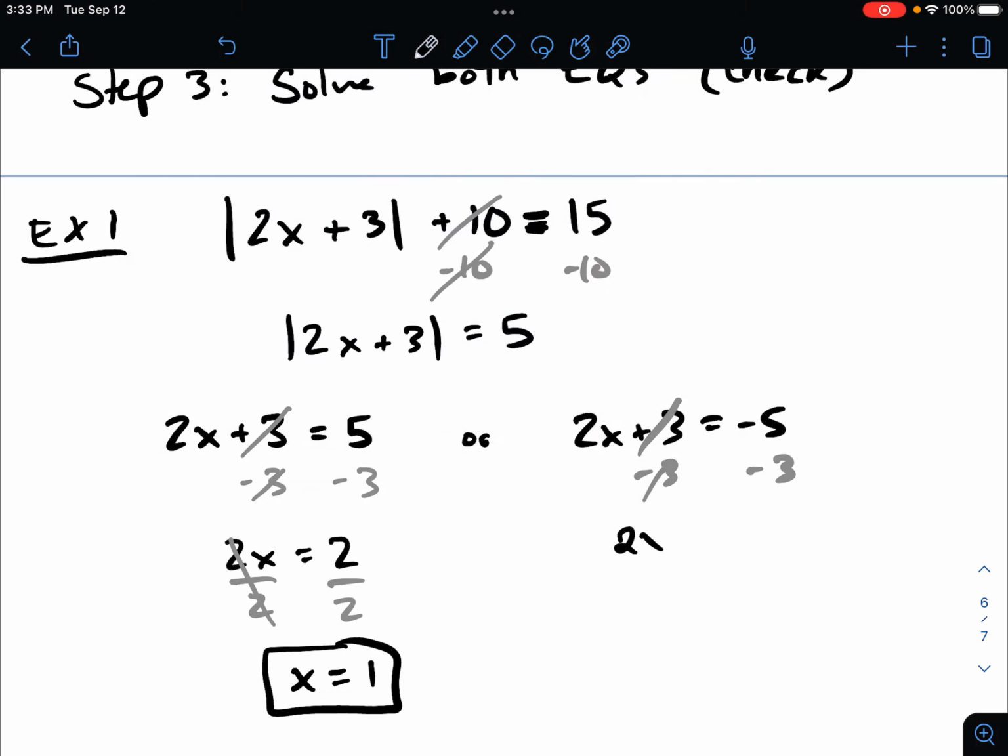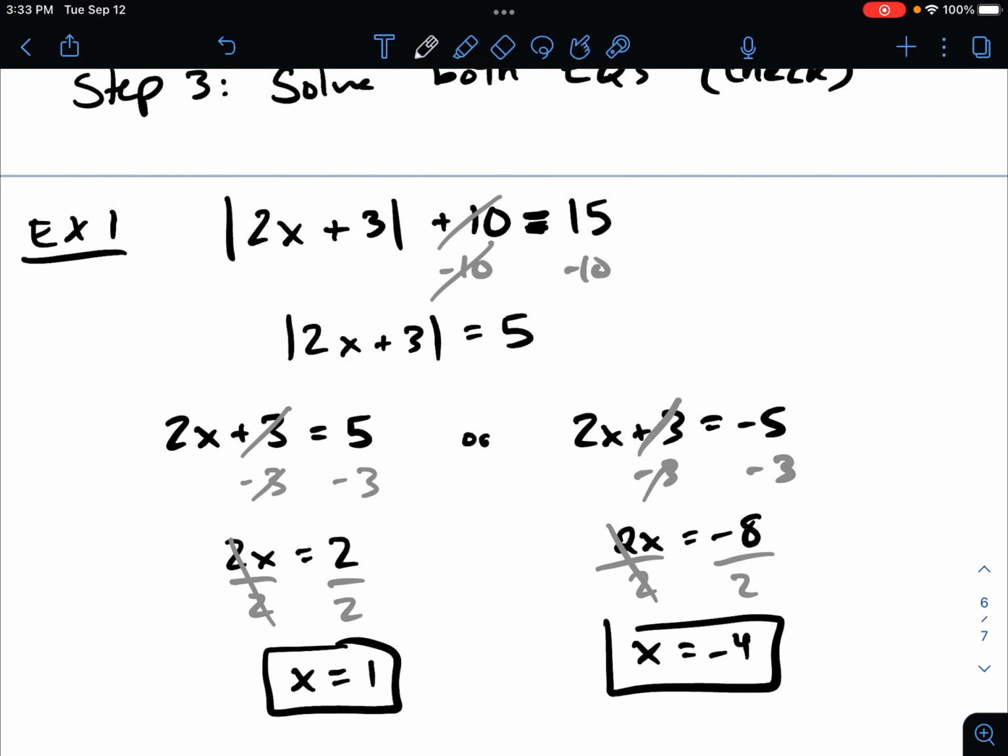We now end up with 2x is equal to -8. And when we divide both sides by 2, we find out that x is equal to -4. All right, so these should be my 2 answers. Let's go ahead and check the -4.